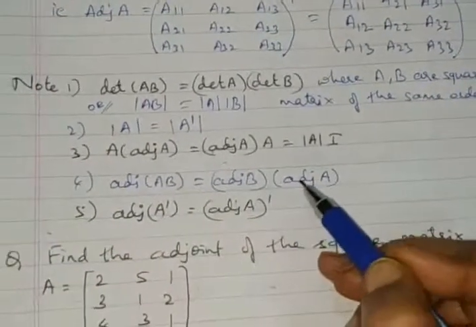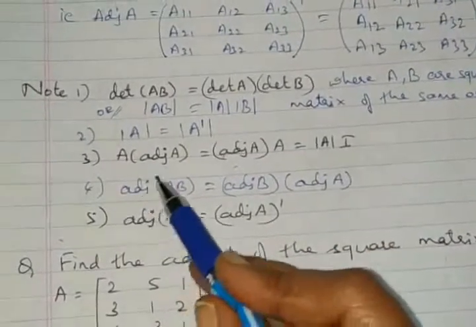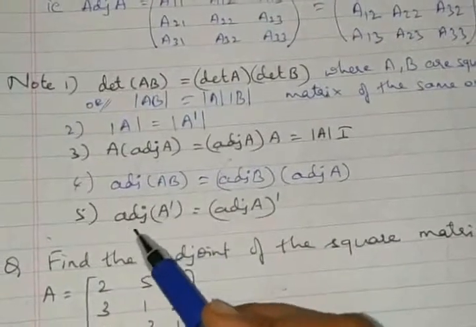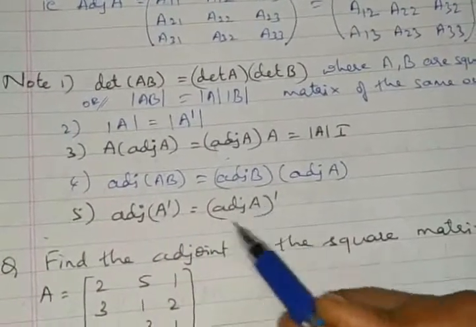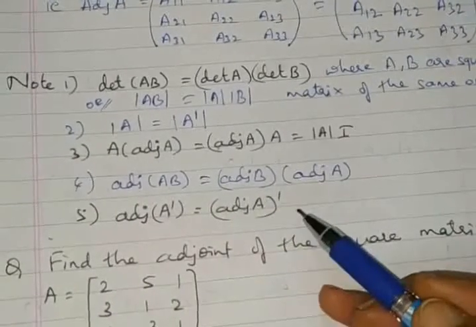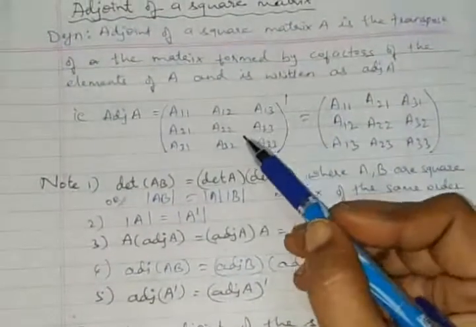If you multiply two matrices, that result is definitely equal to adjoint of A into B. One more, adjoint of transpose is same as adjoint of A and then you have to go for the transpose. So remember these properties, got it? And remember how to find the adjoint.